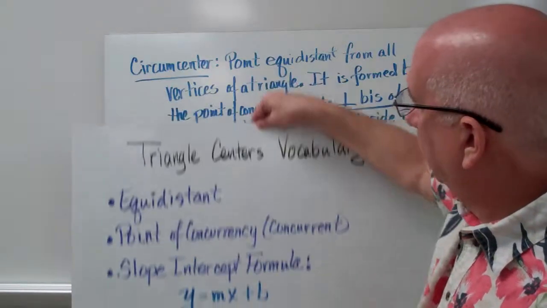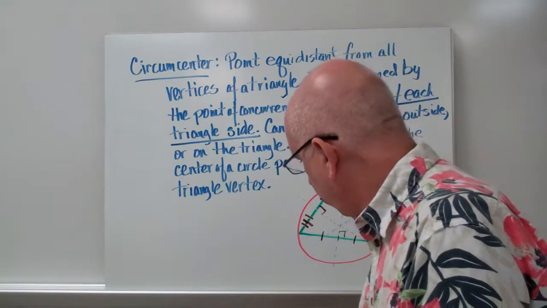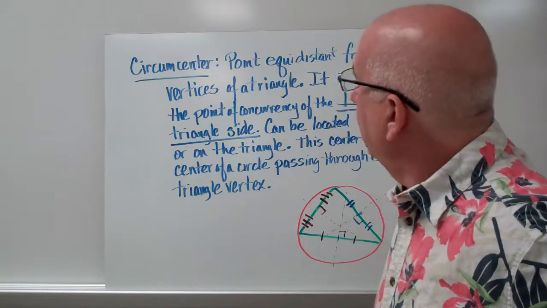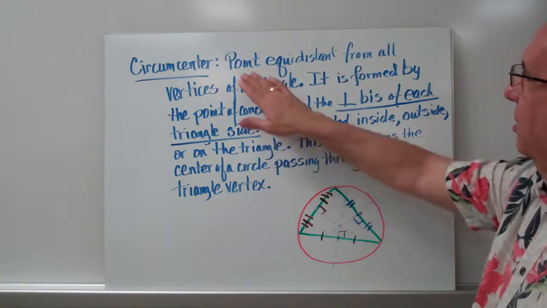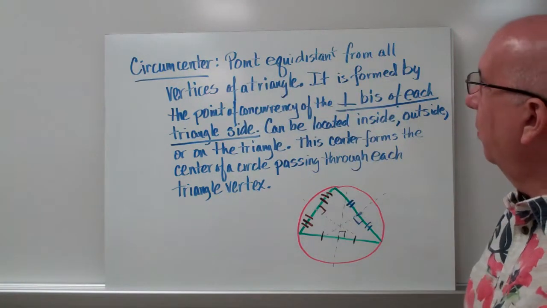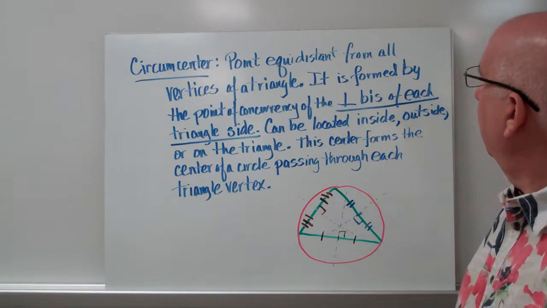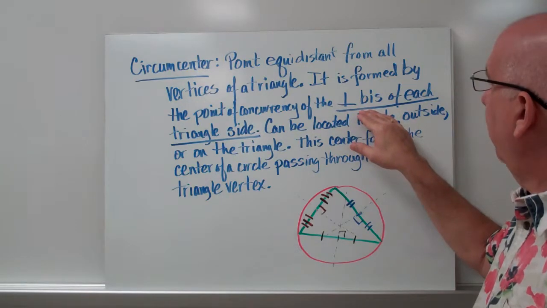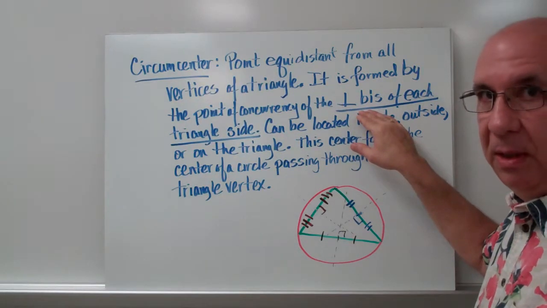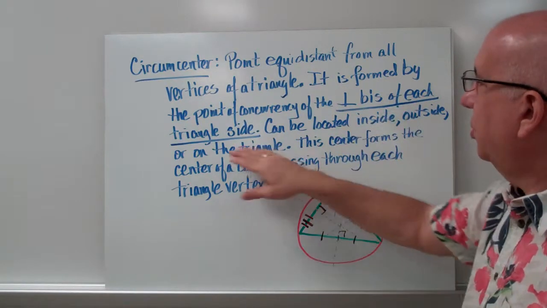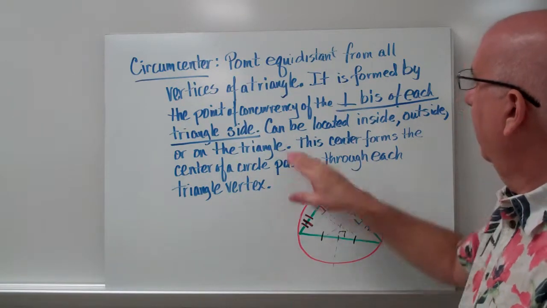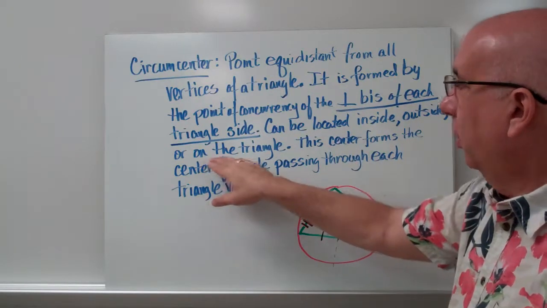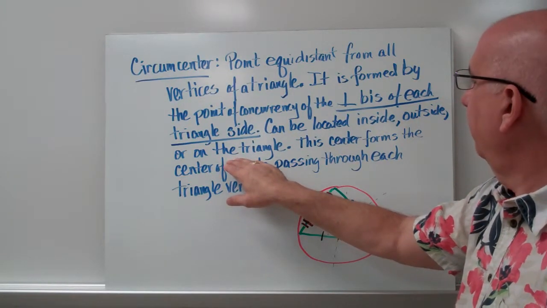There are 4 types of triangle centers. The first one we're going to talk about is called the circumcenter. The circumcenter is defined as the point equidistant from all vertices of a triangle. It is formed by the point of concurrency of the perpendicular bisector, that's the symbol for perpendicular bisector, of each triangle side. It can be located either inside, outside, or even on the triangle itself.